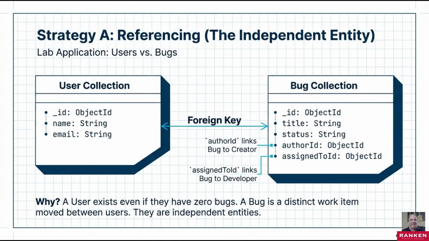So a user can exist even if they have zero bugs. The reason it's an independent entity here is because the user itself can survive, can live without having bugs. It's not such a tight relationship where a user and a bug can't survive independently of each other. So in this case, a user can exist even with zero bugs. A bug is a distinct work item, and it's moved between users. They are independent entities.